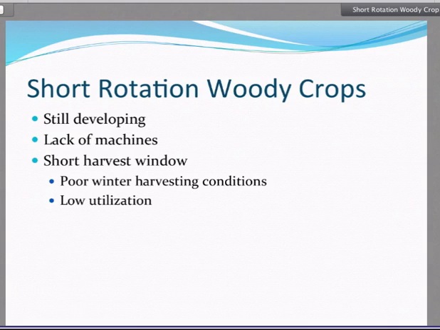So the idea behind short rotation woody crops is that it's still developing. There's not many machines out there. The situation we have to think about is kind of a two-edged sword. We're looking at a short harvest window to protect that stool, where the discussion is we're probably looking at a winter harvest. And of course the problem with the winter harvest is poor winter harvesting conditions. Sites are usually wet.